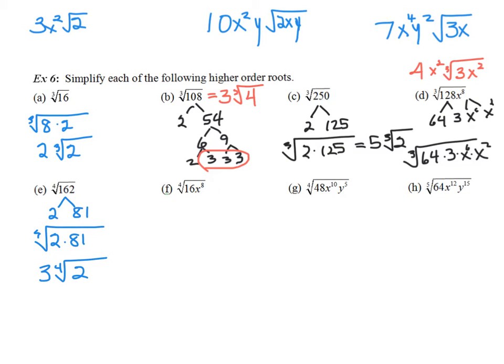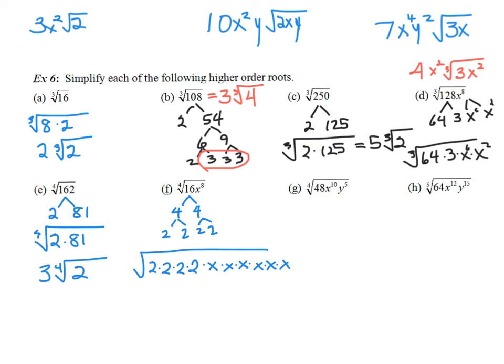Now again, if you don't recognize it, go ahead and do your factor tree. So 4 times 4 gives me 16. 4 is 2 times 2. 4 is 2 times 2. But then I've got 8 factors of x. So in expanded form, this would be 2 times 2 times 2 times 2, and x multiplied together 8 times.